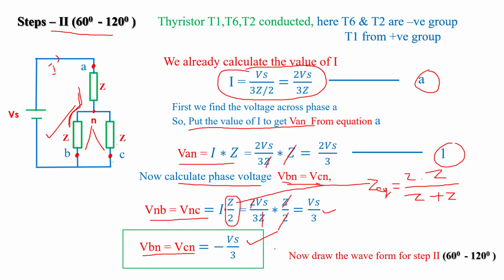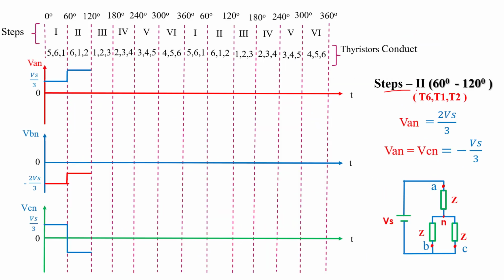Now we draw the waveform. So for step 2, these are the phase voltage values. Now we draw the waveform. VAN is 2Vs by 3. So here if this is the value of Vs by 3, we know that Vs by 3 is smaller than 2Vs by 3. So this is 2Vs by 3. Here we draw the value of 2Vs by 3.